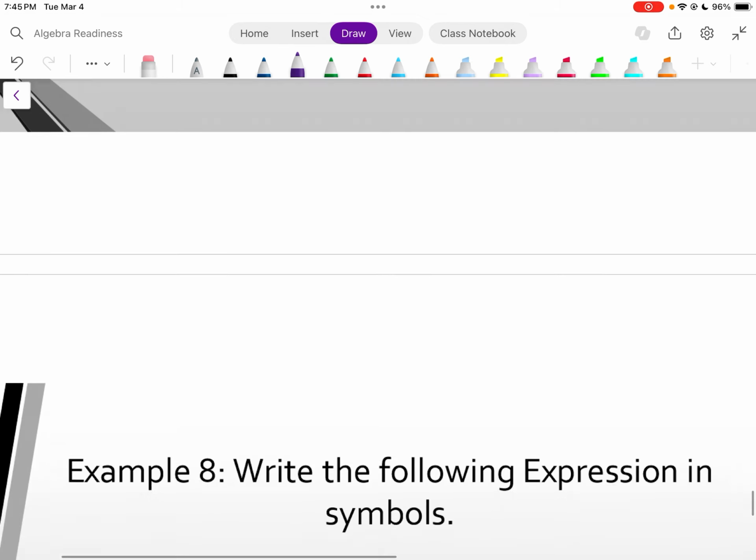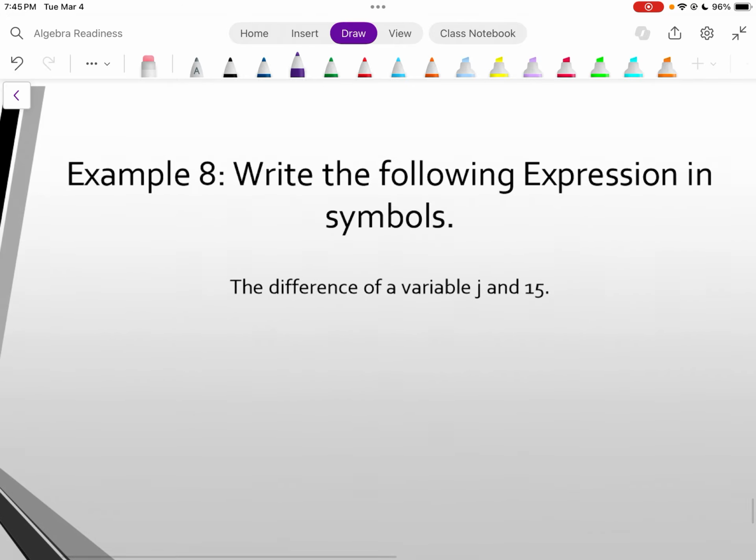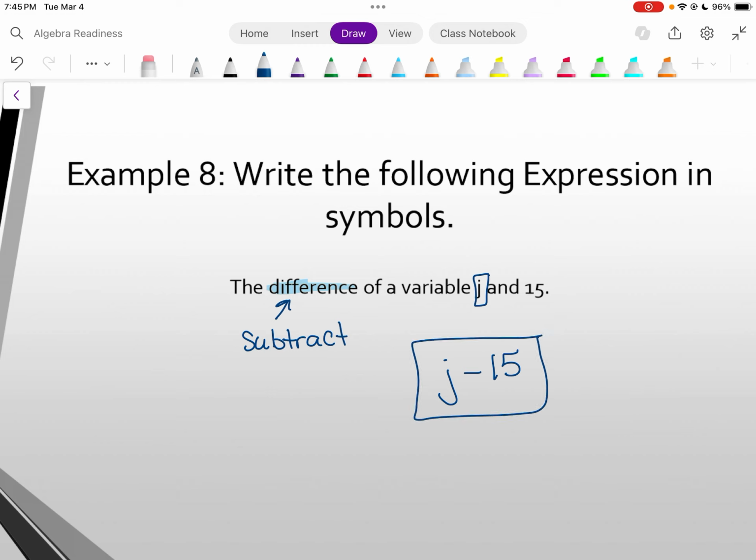All right, and then again, I would like you to pause the video and try this next one on your own. Okay, so you should have your answer by now. Write the following expression in symbols. It told us the difference of a variable j and 15. And we talked about this on the last one. Difference is subtracting. And then we have j first. So when I write it, I'm going to write j minus 15. And that is the only correct answer. If you had 15 minus j, that means something very different. So that is not a correct answer. You do not want to write that one.